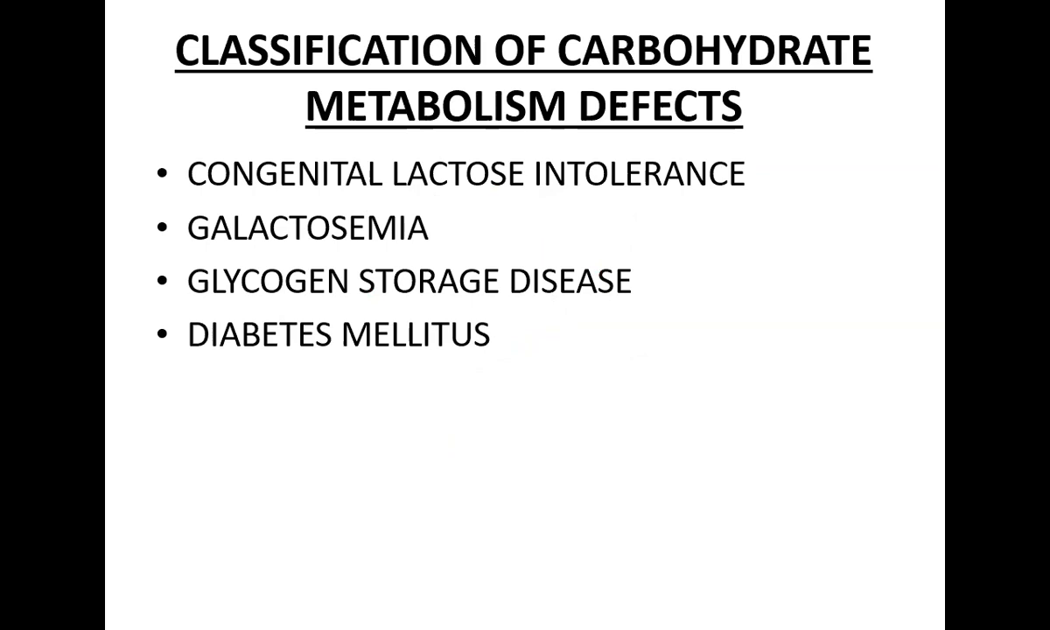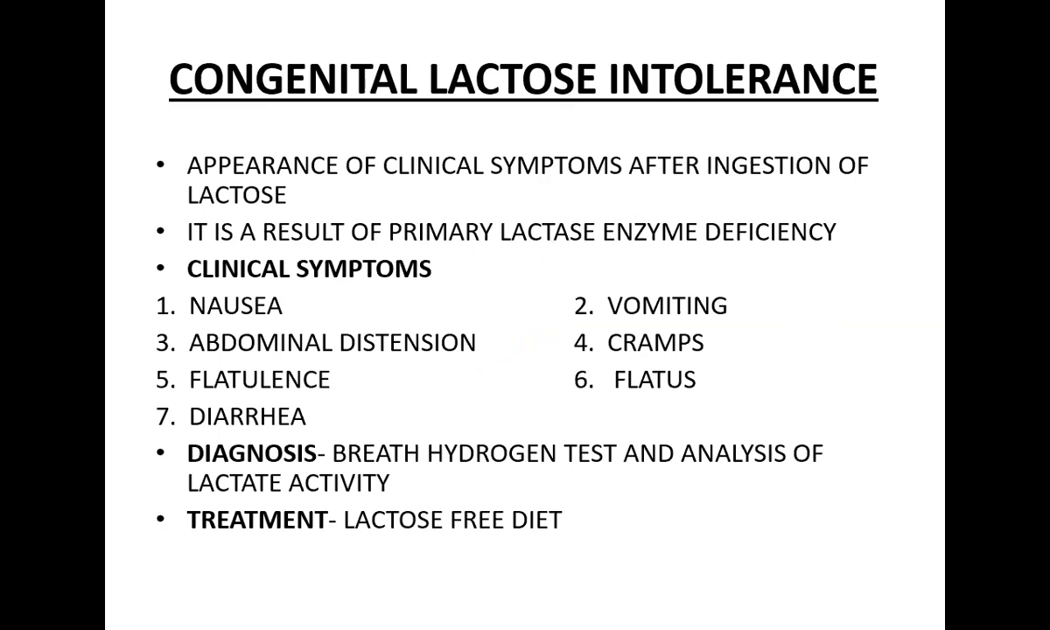Classification of carbohydrate metabolism defects: congenital lactose intolerance, galactosemia, glycogen storage disease, and diabetes mellitus. Congenital lactose intolerance: the appearance of a clinical symptom after ingestion of lactose is called lactose intolerance. If the symptoms don't appear, we don't even know about the disease until investigated or reported. It is a result of primary lactase enzyme deficiency, and the clinical symptoms are nausea, vomiting, abdominal distension, cramps, flatulence, diarrhea after taking milk or milk products. Diagnosis: breath hydrogen test and analysis of lactase activity. And the treatment is restricting the lactose intake.